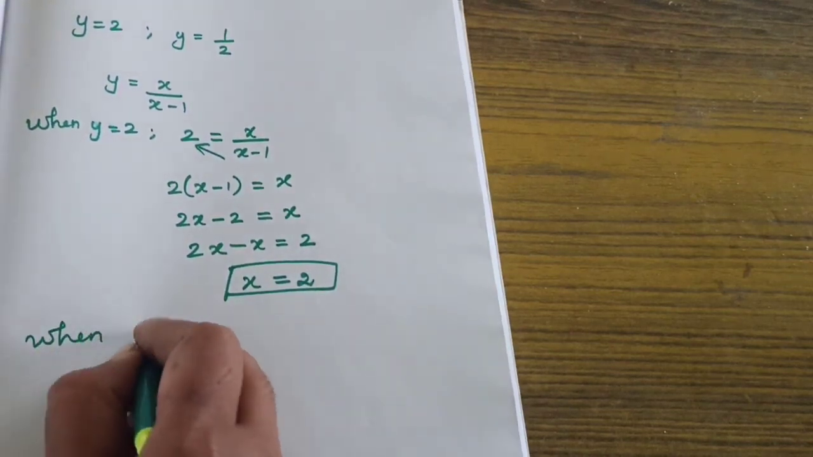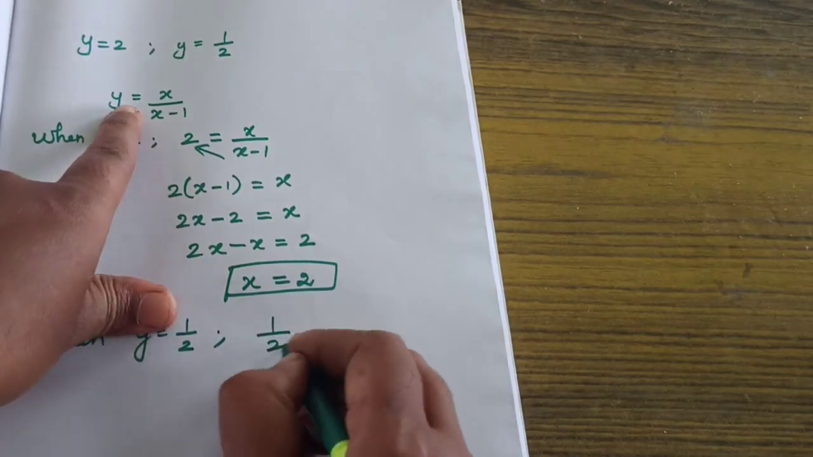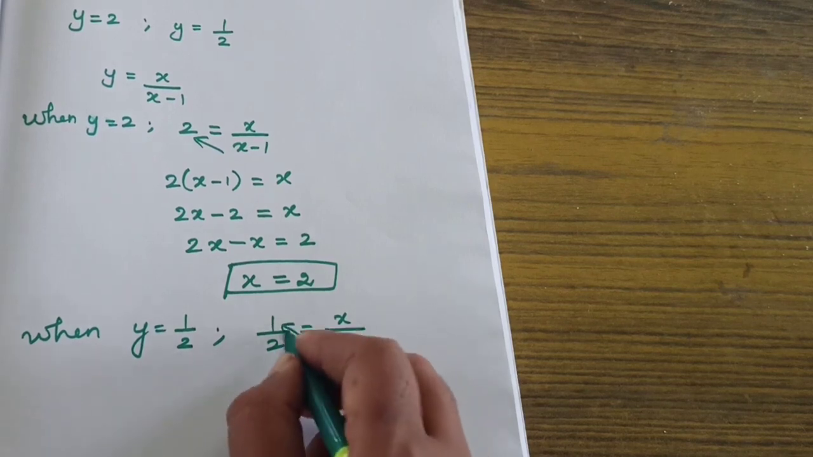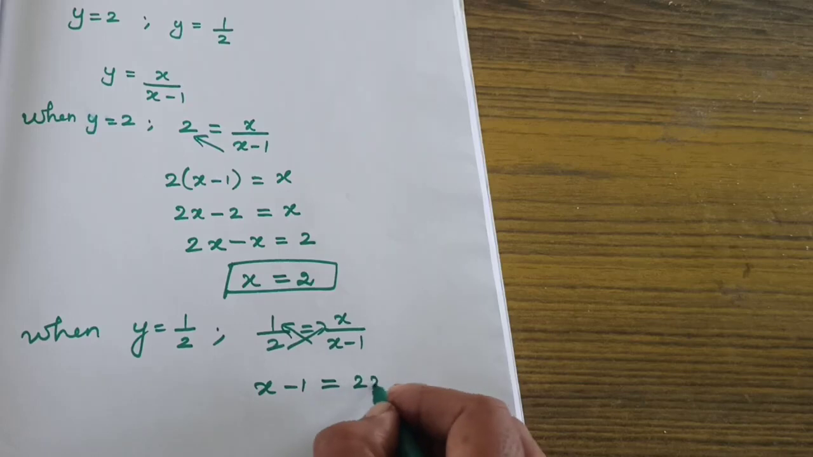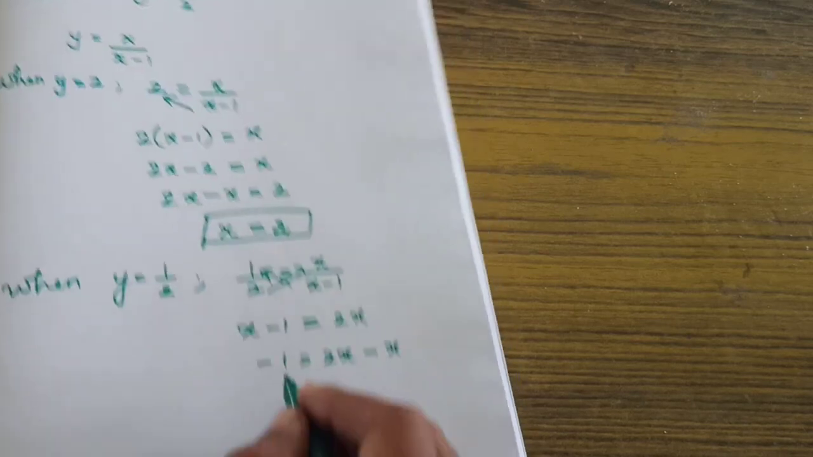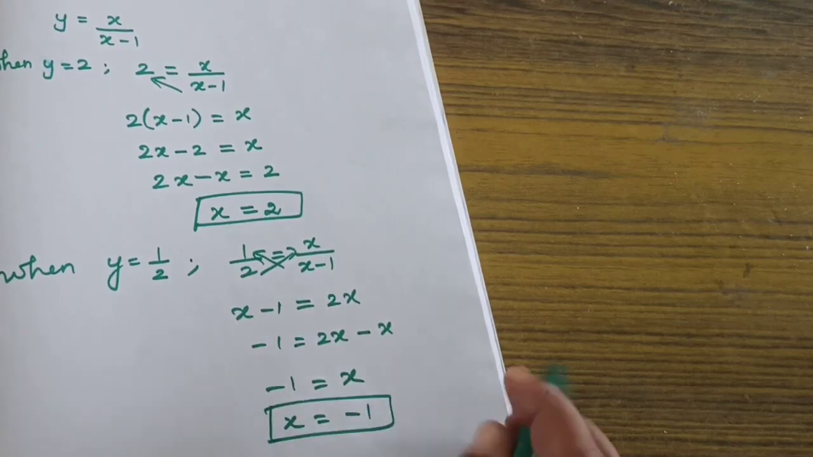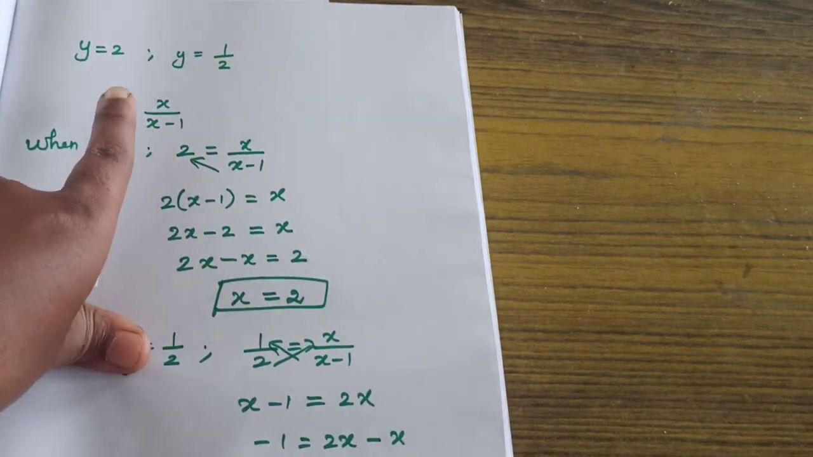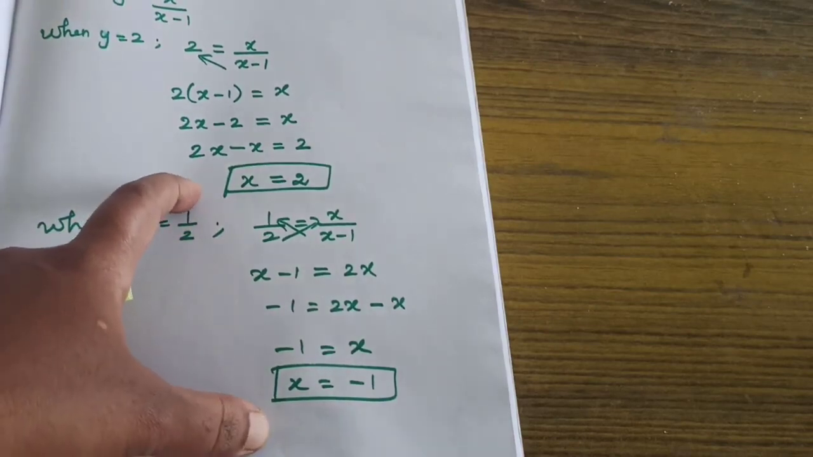When y is equal to 1 by 2, now substitute here: 1 by 2 equal to x by x minus 1. Then cross multiply: x minus 1, 1 into the number, the same number only, equal to 2x. Then transpose: minus 1 equal to 2x minus x, so minus 1 equal to x, so x equal to minus 1. This is the final answer. This one, the substituted value, after that we need to put in the place, then we will get the x value, because the question is in x now, we need to find the value of x only.